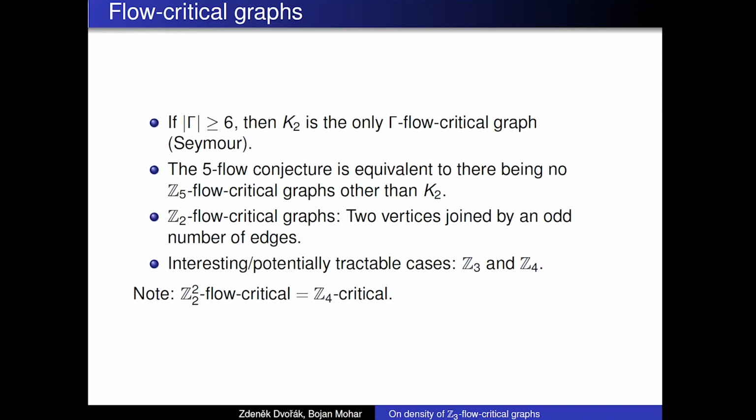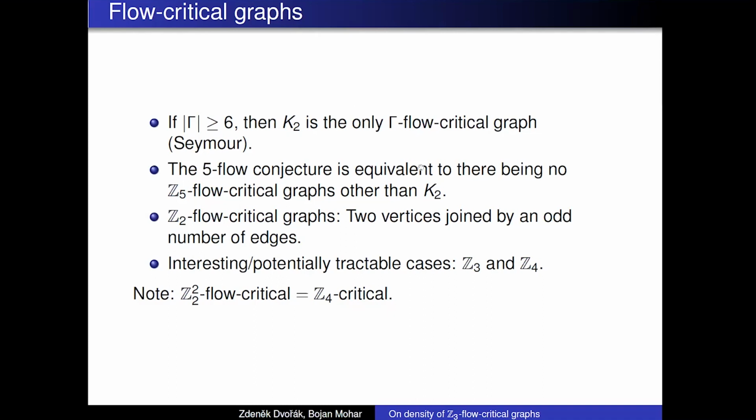Well, it turns out that there are actually surprisingly few groups for which the notion is interesting at all, because Seymour proved that every 2-edge connected graph has a nowhere zero Γ-flow for every group of size at least 6. So for your graph to be Γ-flow critical for a group of size at least 6, it must contain a bridge, and in that case it contains K2 as a contraction, which actually is Γ-flow critical. So basically Seymour's result is equivalent to the claim that K2 is the only Γ-flow critical graph for any group of size at least 6.